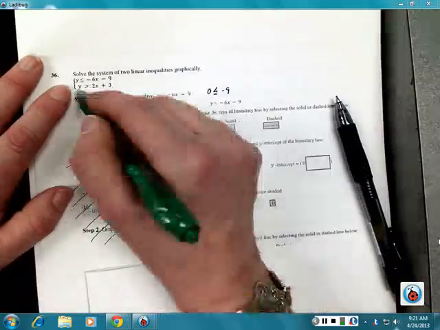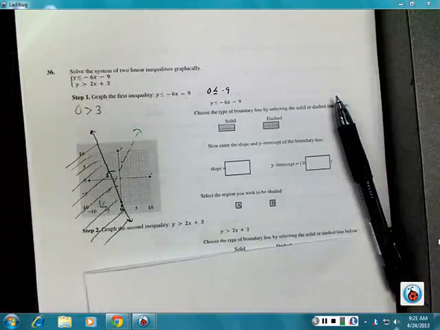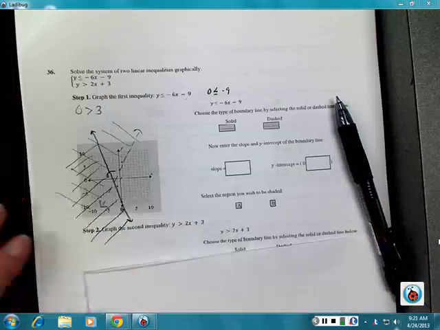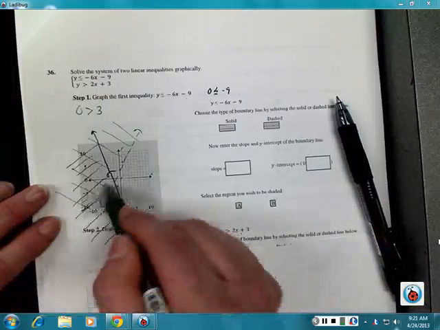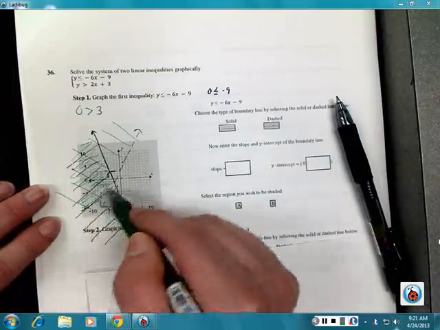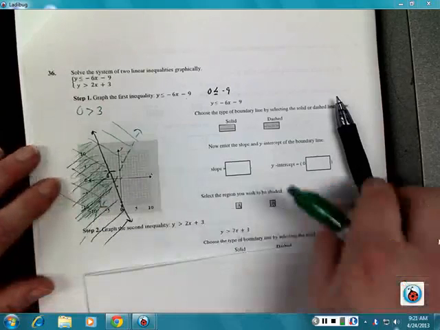So if I plug in my test point, 0, 0 again, and see if it works. 2 times 0 is 0. Y is 0, so 0 is greater than 3. True or false? That's false. So I'm going to shade up above. So my true answer for my shading part is right in here. So it's that shaded part in there.